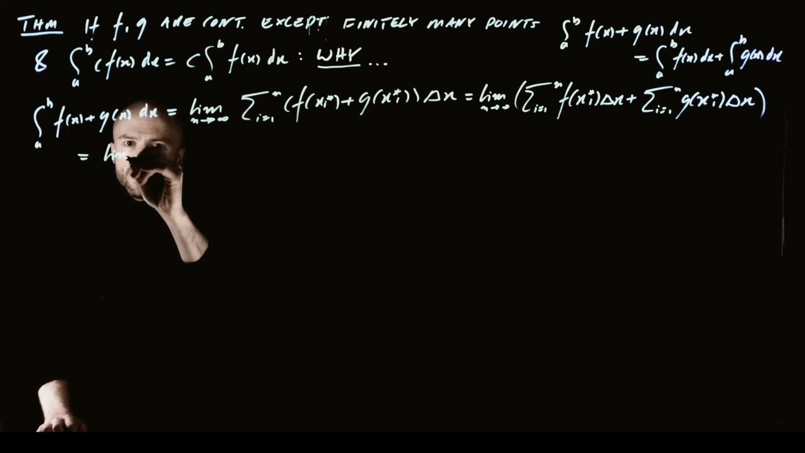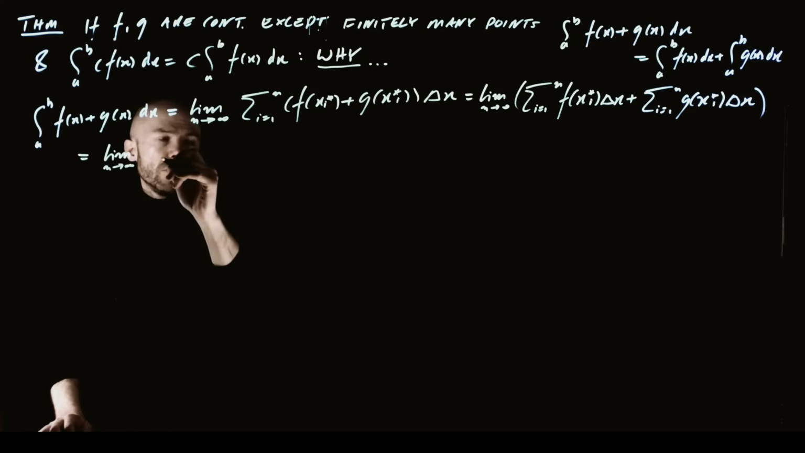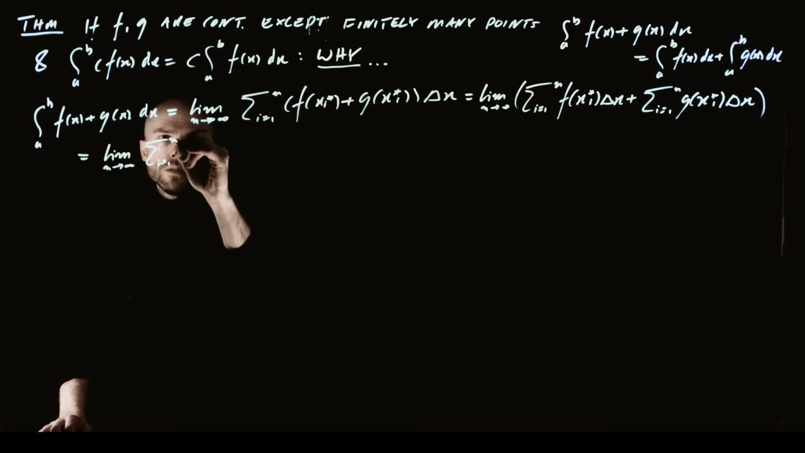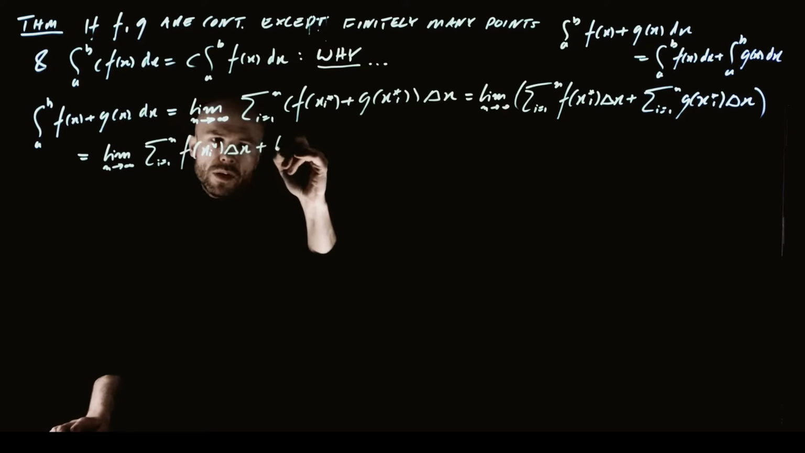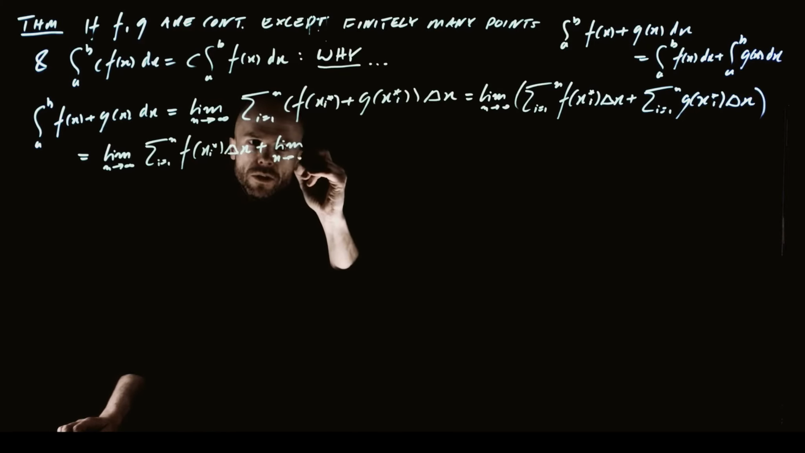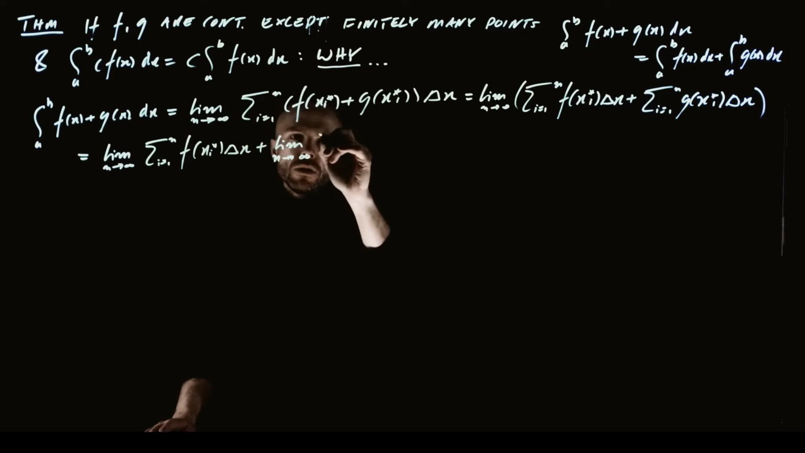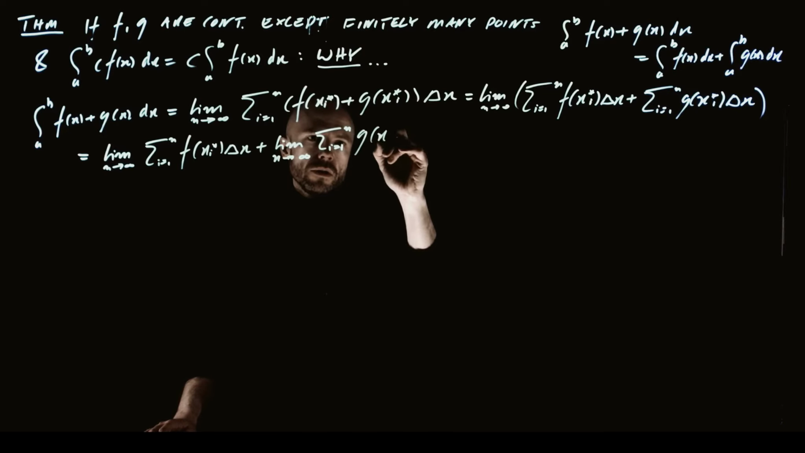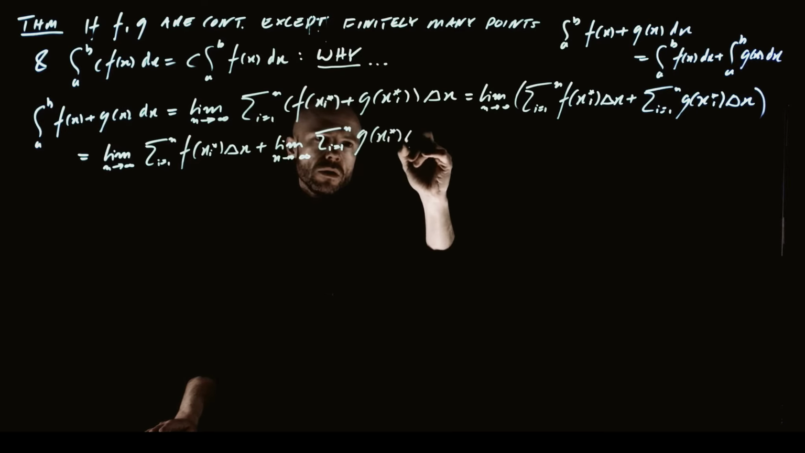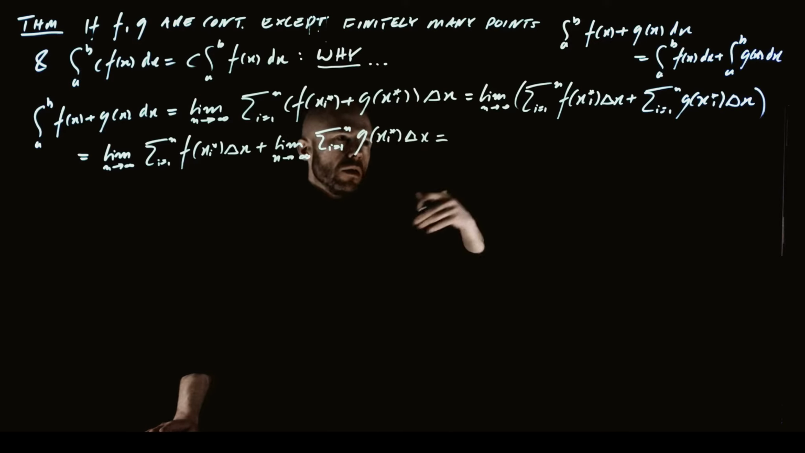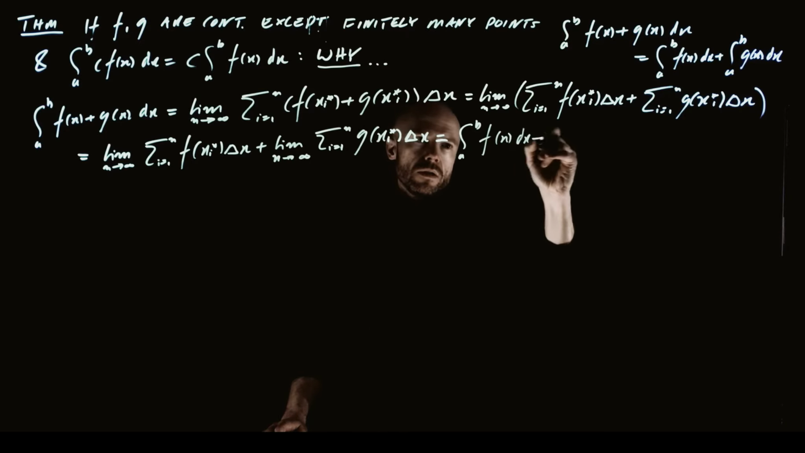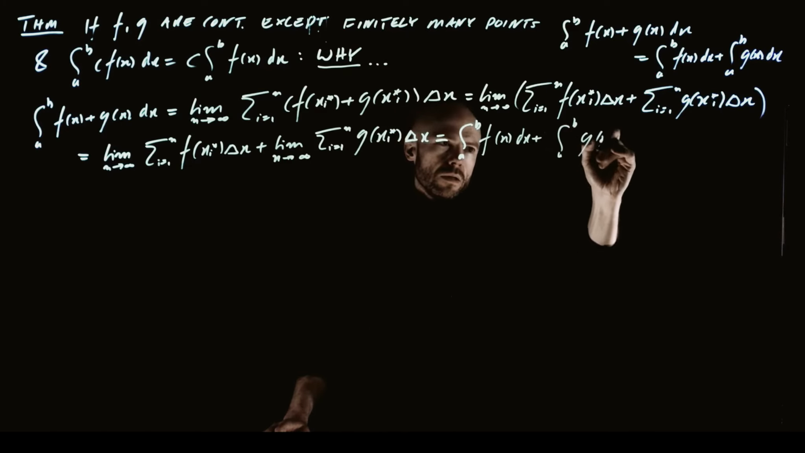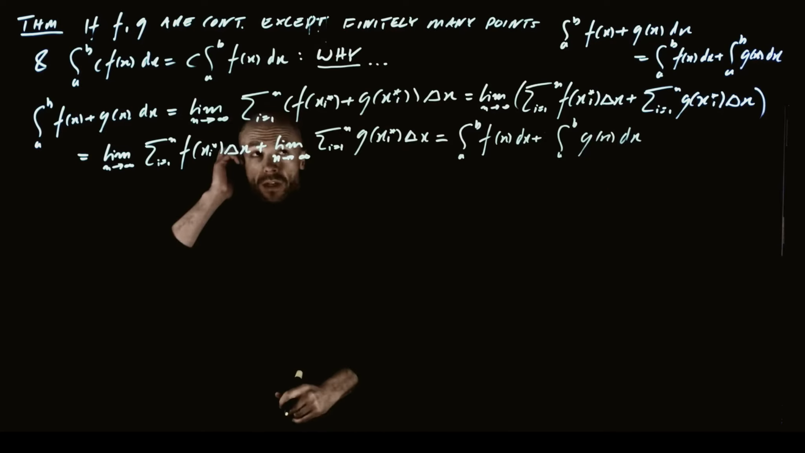So it's the limit as n goes to infinity of the sum i equals 1 to n f of x_i star delta x plus the limit as n goes to infinity of the sum i equals 1 up to n g of x_i star delta x. And sure enough, this is what we have. Just as expected, right? Cool. So these things are definitely true.